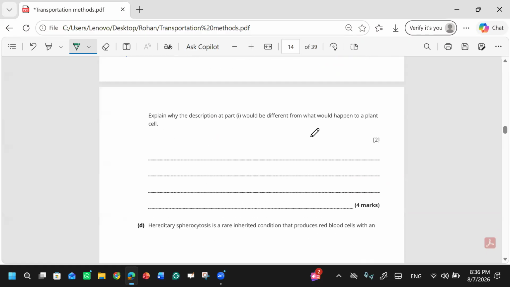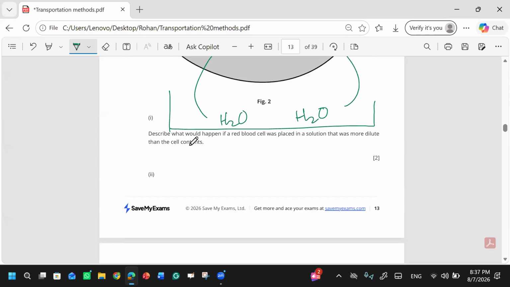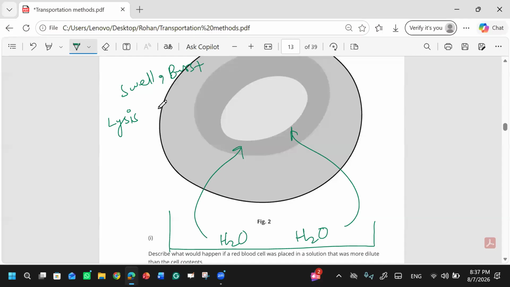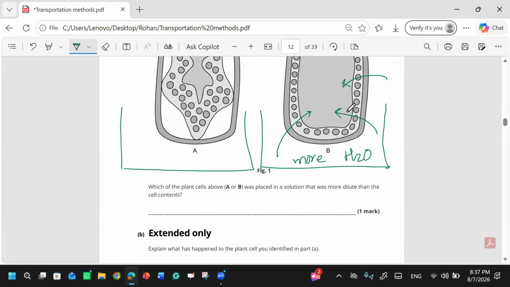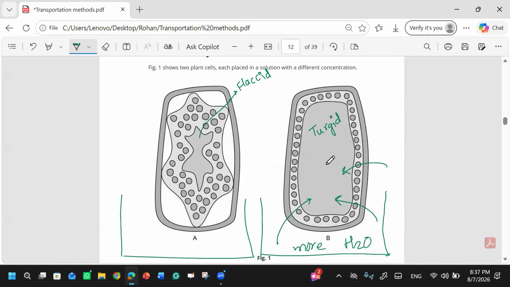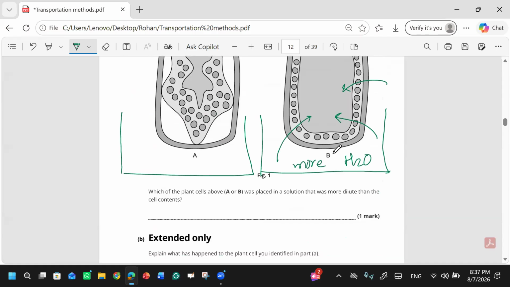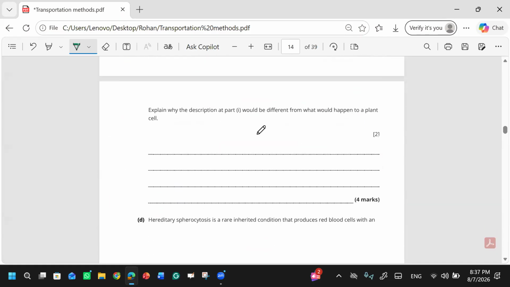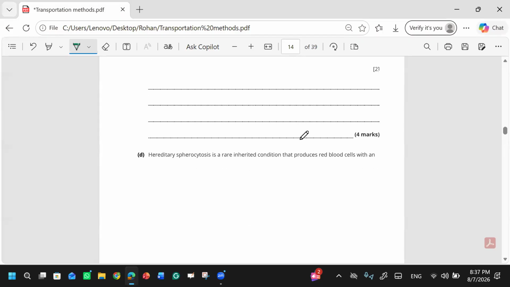Explain why the description in part one would be different from what happened to a plant cell. Why are we saying it will swell, burst, and lysis will happen here, but for the plant we are just saying it will become turgid? Why are we not using these terms for the plant? Because a plant has a rigid cell wall, and animal cells don't. The description is different because the plant cell has a cell wall, while the animal cell doesn't.